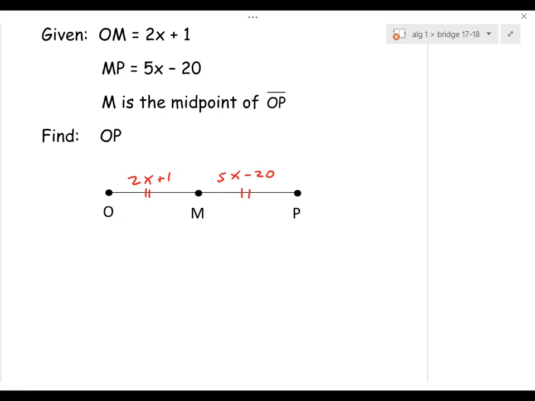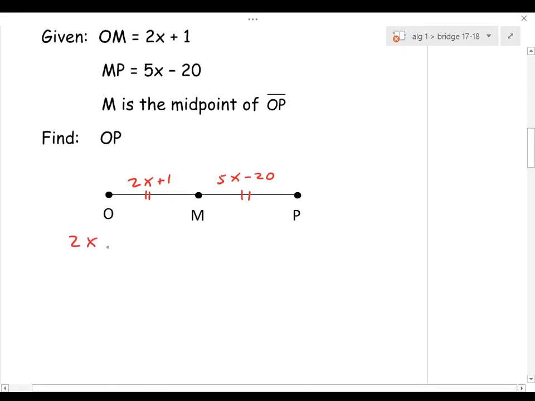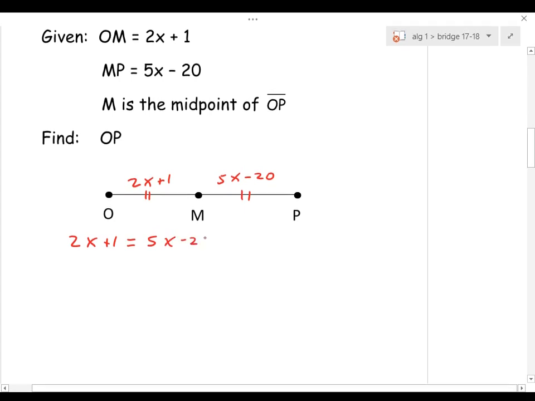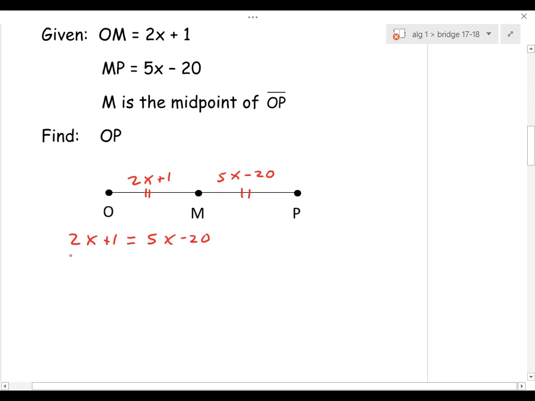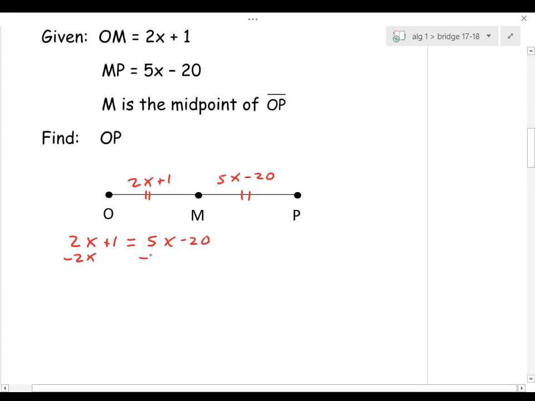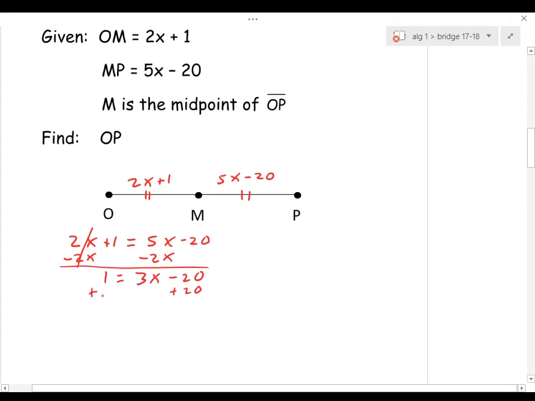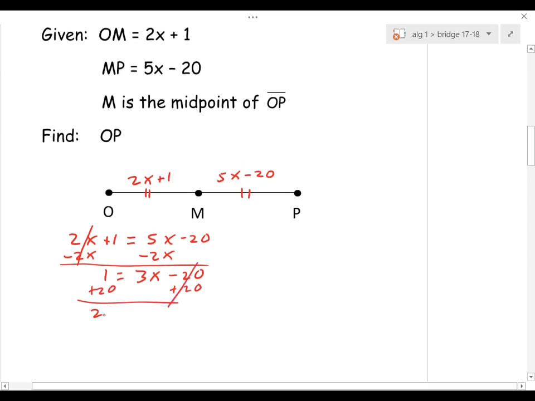So first thing we need to do is solve for x. So since I know they're congruent, I can create an equation, 2x plus 1 equals 5x minus 20. And I'm going to keep my 5x and get rid of the 2x. And we have 1 equals 3x minus 20. And add 20 to both sides. 21 equals 3x. And the last step, divide by 3. And we get 7 equals x.